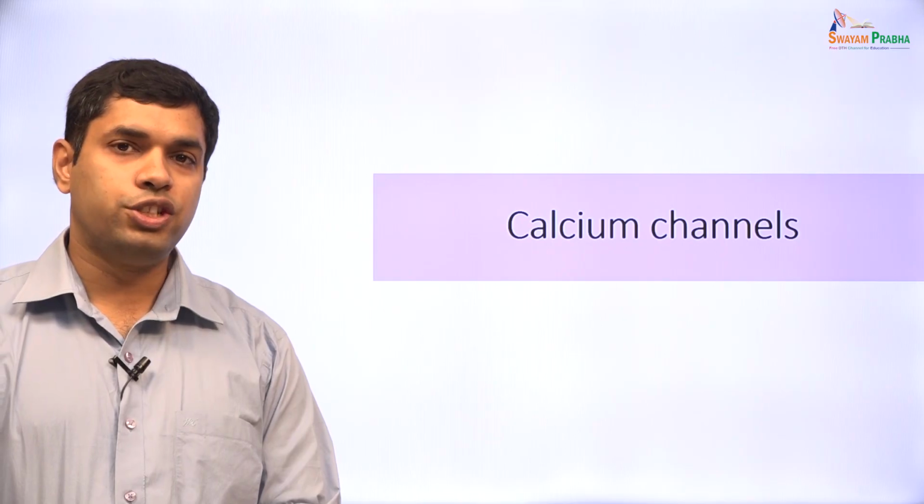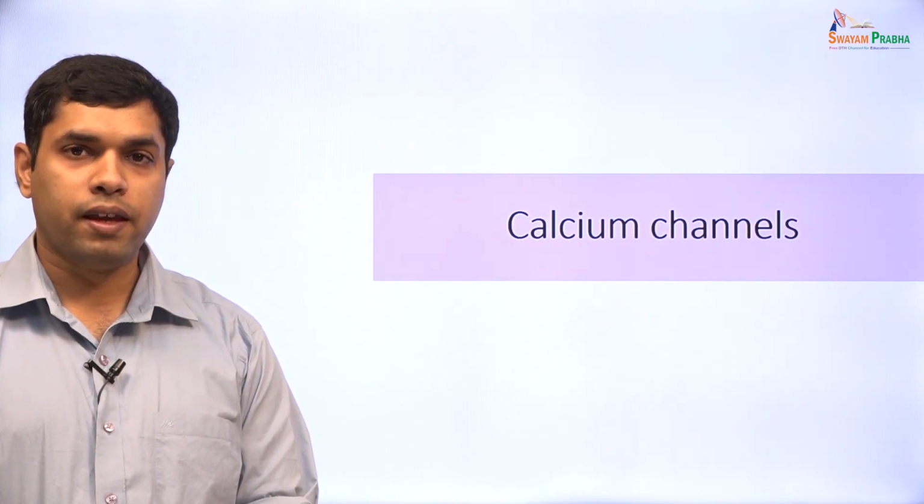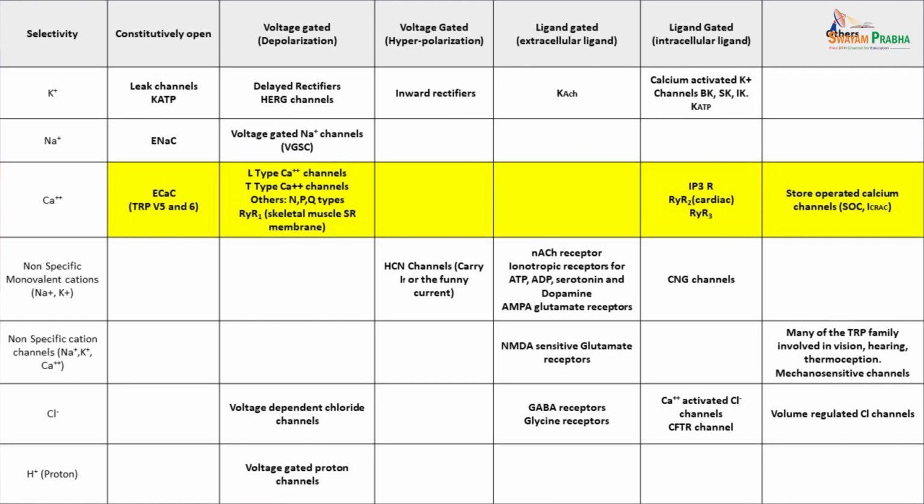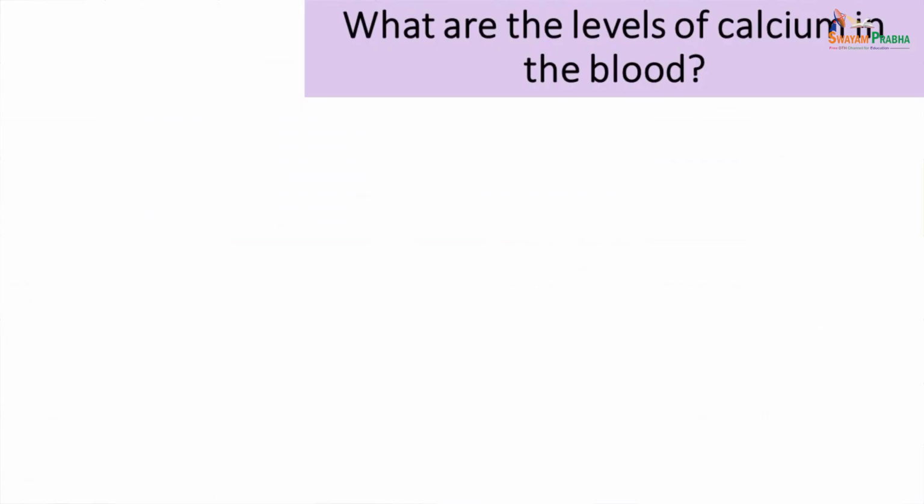There are numerous calcium channels present on the cell, and if we look at the different calcium channels, we will find that you have voltage gated calcium channels that are constitutively open, calcium channels that open with ligands, as well as others such as the store operated calcium channels. We'll talk a little bit about each one of them. Before we go in and discuss more about the calcium channels, let's have a quick look at the importance of intracellular calcium and also what the levels of calcium in the body are.